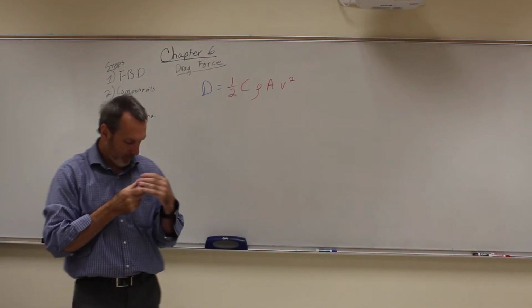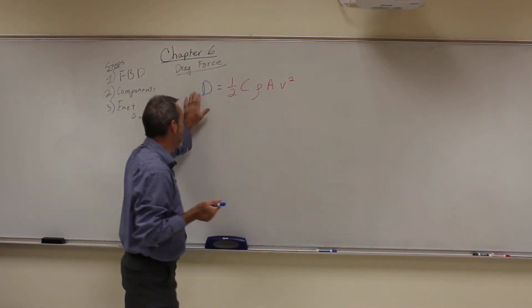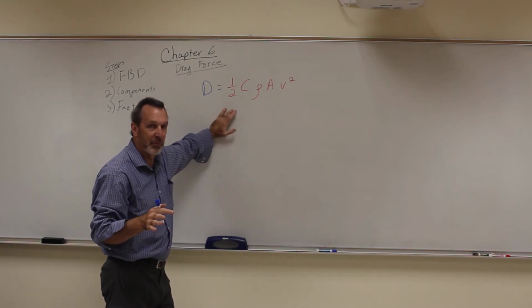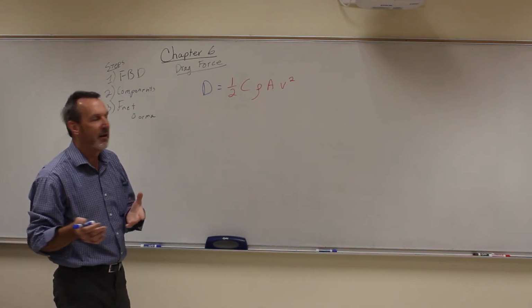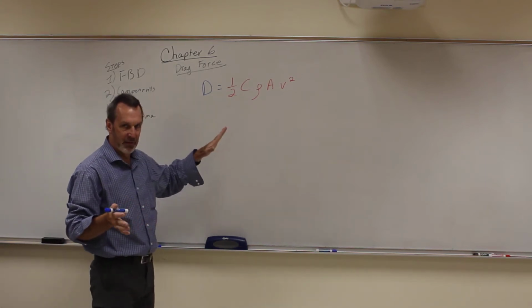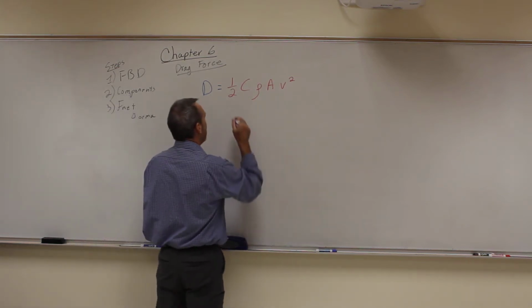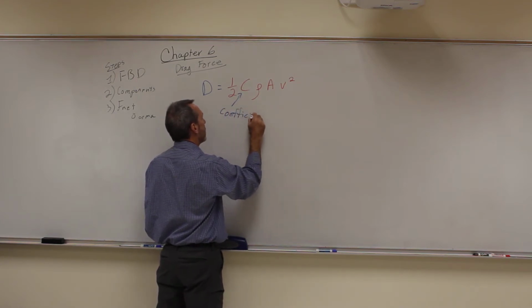Now, this is an approximation of drag force. Drag force is actually very complicated. This works in most situations for a general kind of thing, but if you are designing airplanes or boats or something like that, it gets way more complicated than this. But for general purposes, this works pretty well. All right, what is C? C is technically the coefficient of drag.